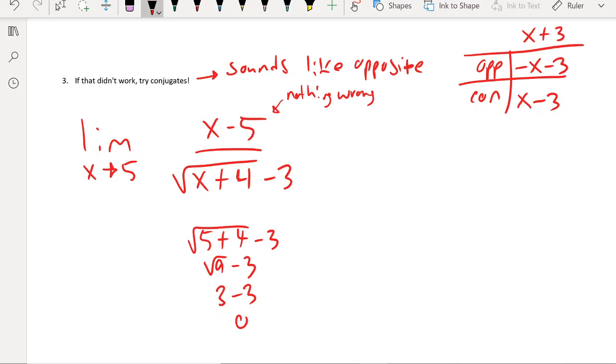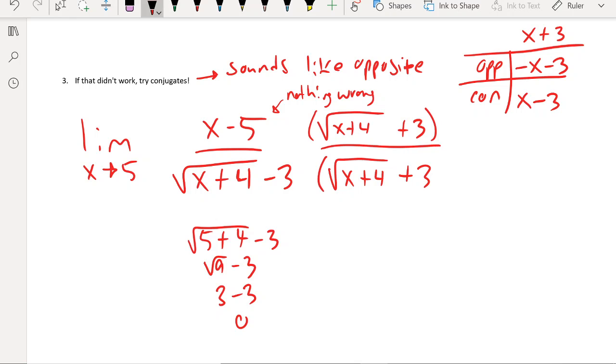So I'm going to tackle the conjugate of this thing, which would be square root of x plus 4 plus 3. Yeah, it's still plus 4 because the square root of x plus 4 is all one thing, and then plus 3 instead of minus 3. So multiply all of this stuff. Here's what I get. I would need to FOIL it out.